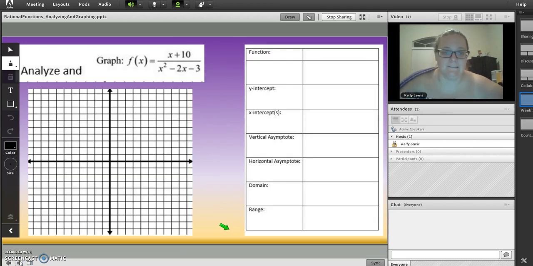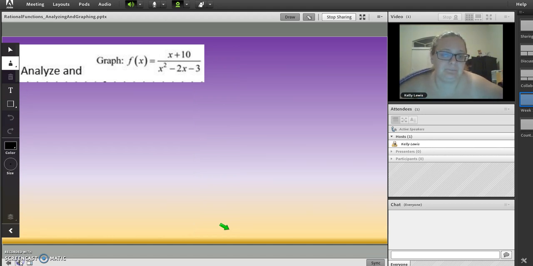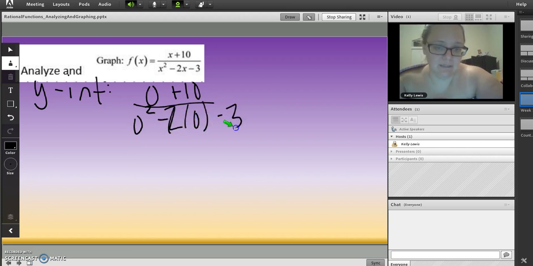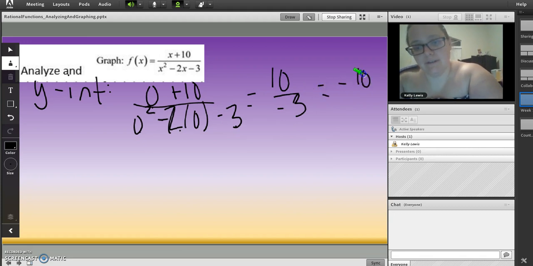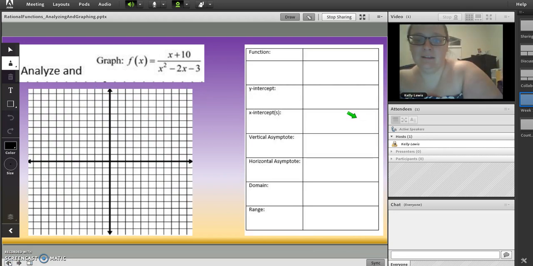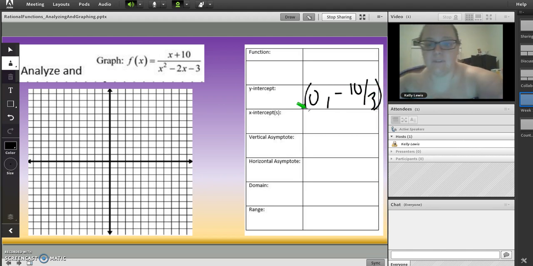Right here. So we have x plus 10 over x squared minus 2x minus 3. All right, let's do the y-intercept. The y-intercept is when x is 0. So I'm going to do 0 plus 10 over 0 squared minus 2 times 0 minus 3. And so I get 10 over 0 minus 0 minus 3, which is negative 3. So I get negative 10 thirds. So I'm going to write that down: 0, negative 10 thirds.